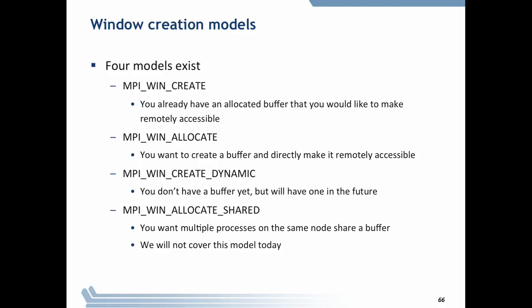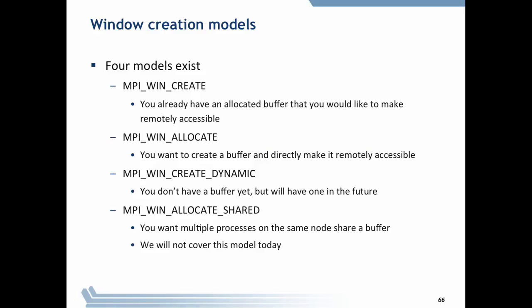In MPI 3, we added 3 additional ways to create a window object. So we had the MPI win create. MPI win allocate is like MPI win create, except instead of you providing it with the memory region that you want to expose, you just tell it how big that region is, and it gives you back the address of that region. Well, it actually gives you back the window object, and you get back the address of that region.